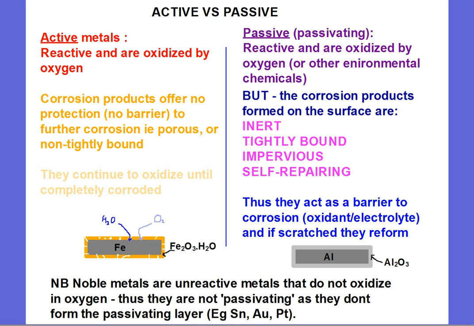There are some metals called noble metals, and they're unreactive metals. They don't react at all. Therefore, they're not considered passivating because they don't form a passivating layer. Things like tin, silver, platinum and gold, for example, are not considered passivating even though they don't react.